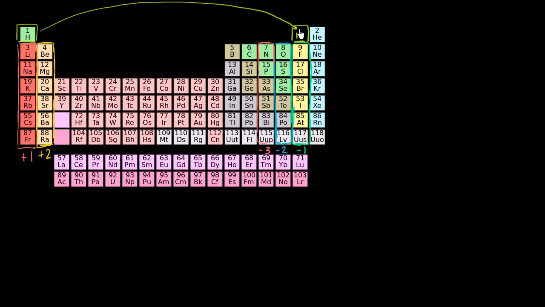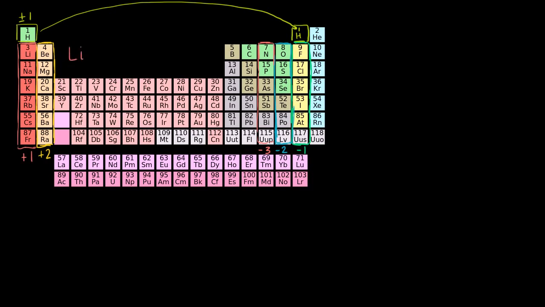So in theory, hydrogen could have been put there. So hydrogen typically could have a positive or a -1 oxidation state. And just to see an example of that, let's think about a situation where hydrogen is the oxidizing agent. An example of that would be lithium hydride.